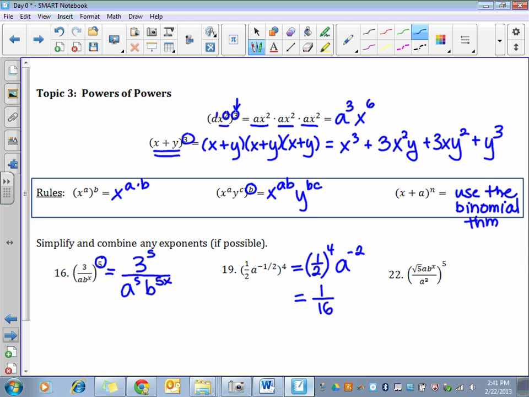Let's think back carefully. What does that negative tell me to do? Tells me I'm going to be dividing. It's the reciprocal, so it's really 16a squared. And there's another way to write that expression.